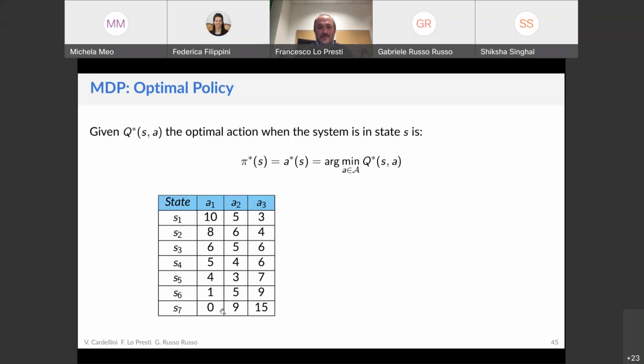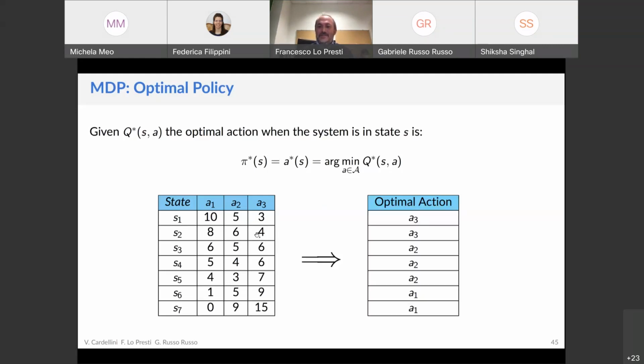Since I want to minimize my cost, it is obvious that in state 1, I should take action free. In state 2, I should take action free, and so on for the others, which basically tells me the optimal action given the state. So basically the question when we try to solve an MDP is how can I compute the optimal Q function, the Q star function, from which I directly derive the optimal policy.